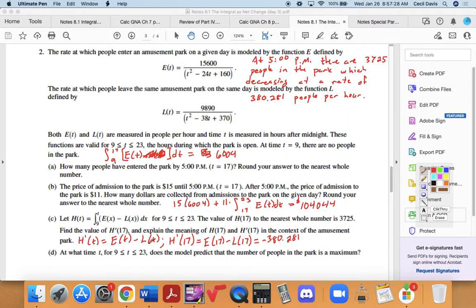All right, and then the last part, at what time t, for t between 9 and 23, does the model predict that the number of people in the park is a maximum? Well, since h of t gives you the number of people in the park, we need to find where the derivative is equal to 0. So we want to know where e of t minus L of t equals 0.